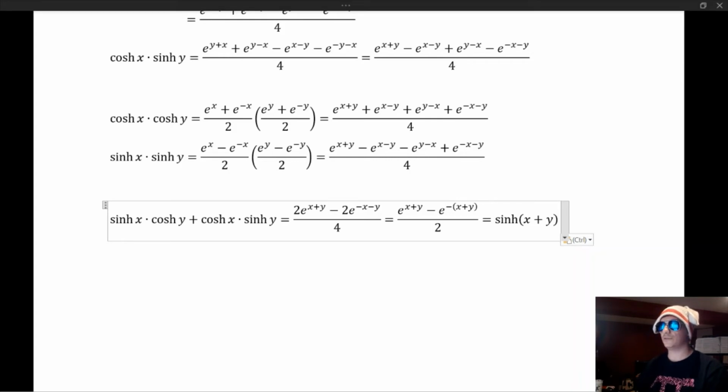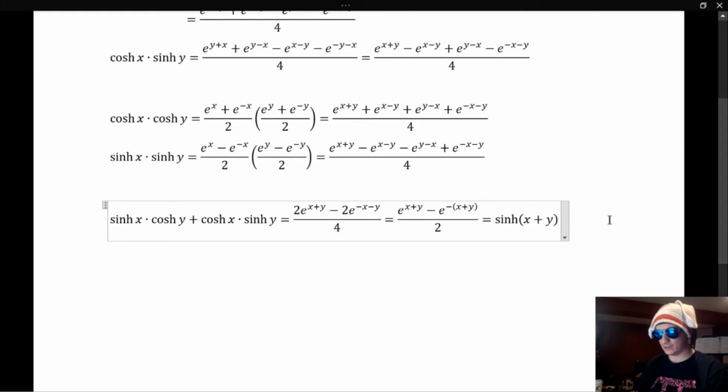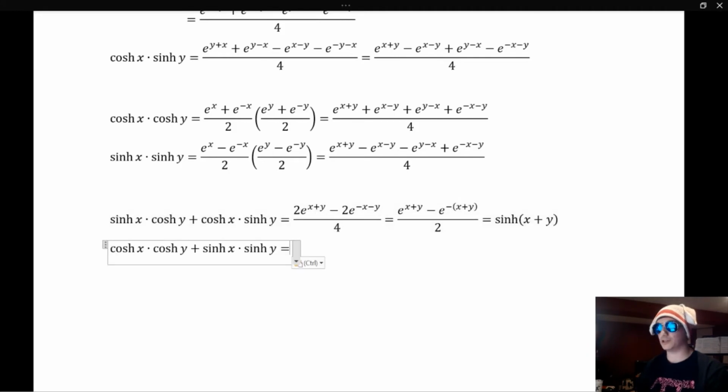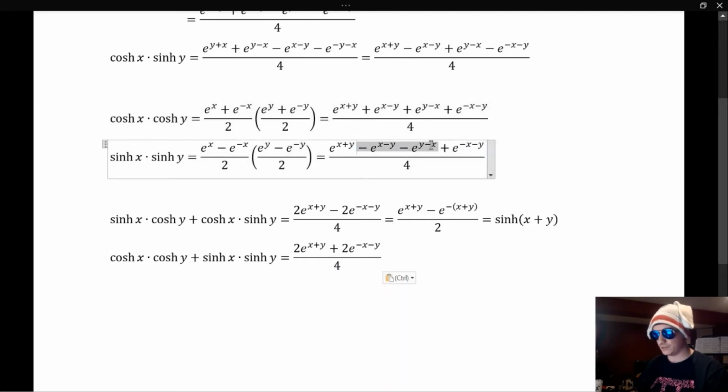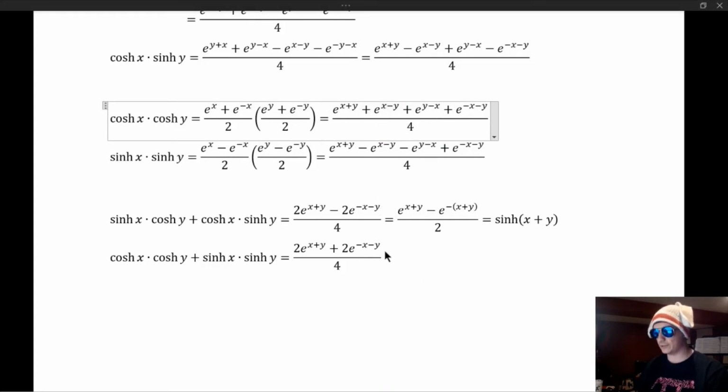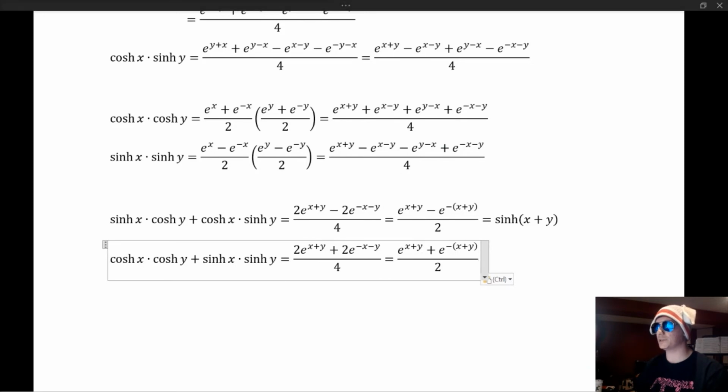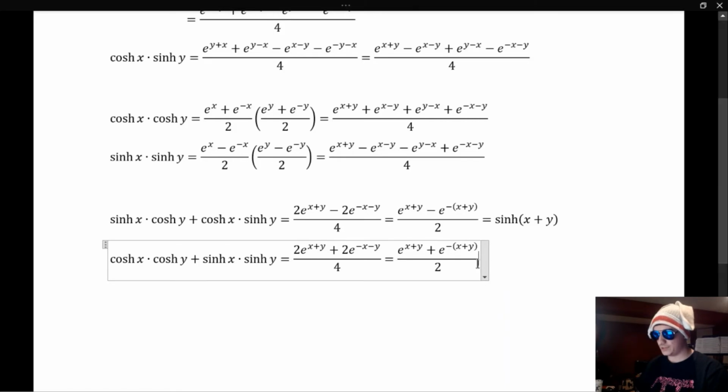Furthermore, you take cosh of x times cosh of y plus sinh of x times sinh of y, you get 2 times e to the x plus y plus 2 times e to the negative x minus y over 4. As you can see, these two terms cancel out here. And you can factor out the 2. You get e to the x plus y plus e to the negative x plus y. And that is exactly the definition of cosh x plus y.